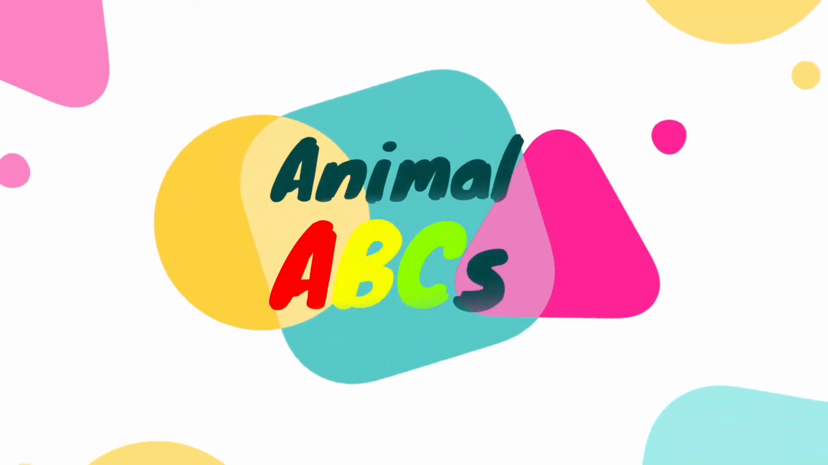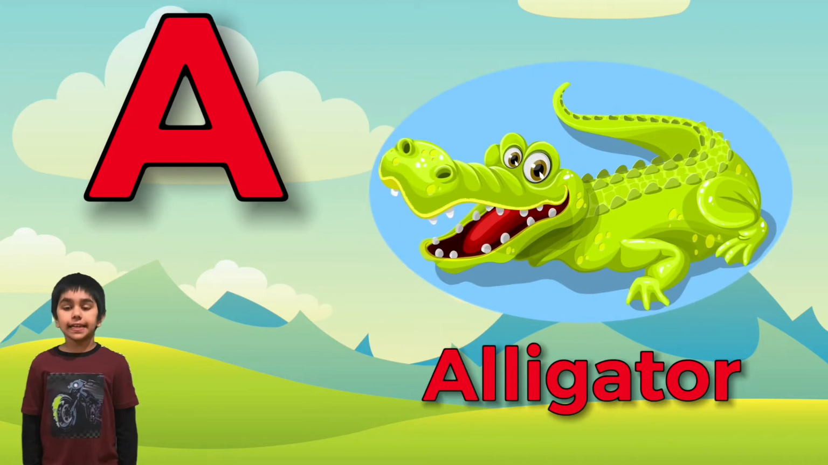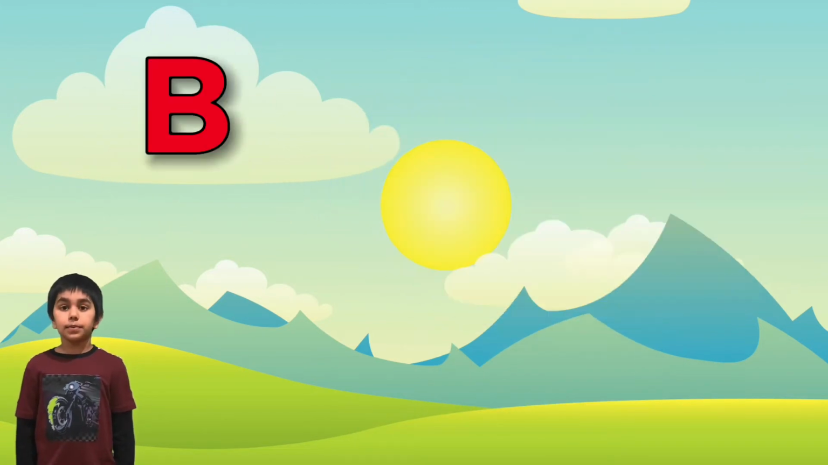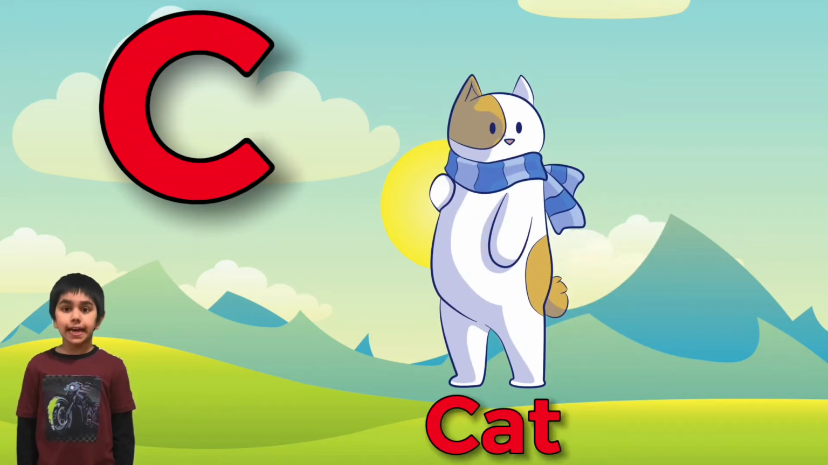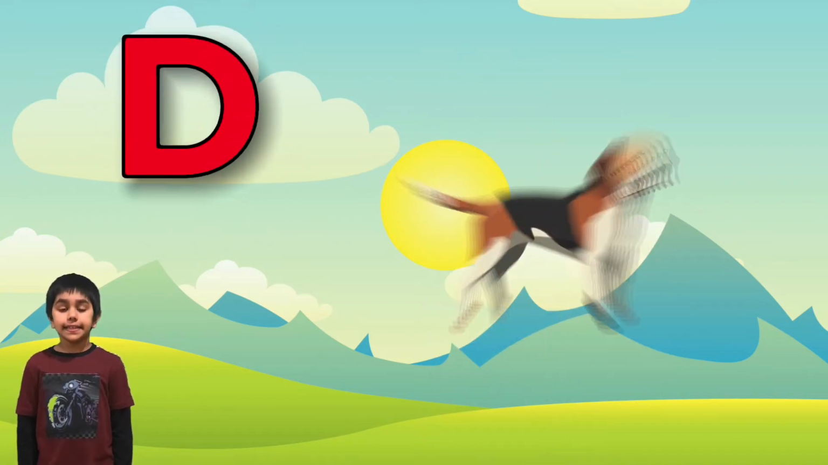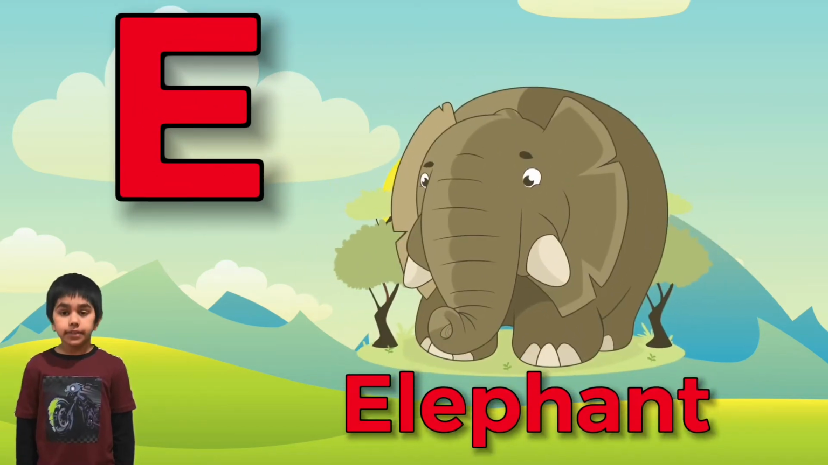Let's learn the ABCs today. A is for alligator. B is for bear. C is for cat. D is for dog. E is for elephant.